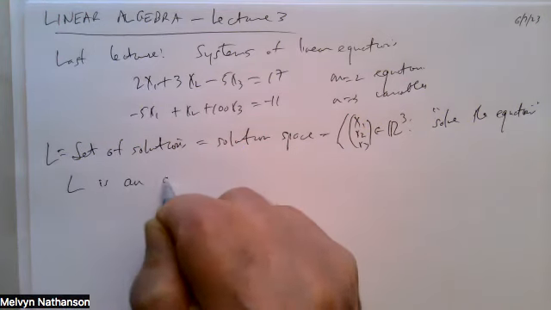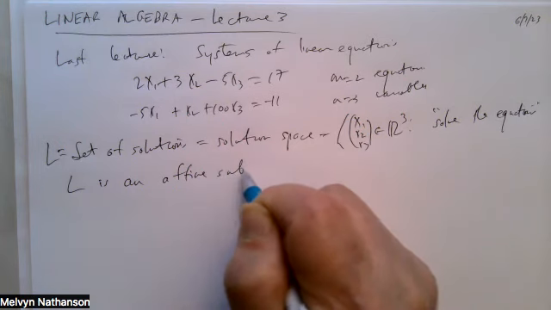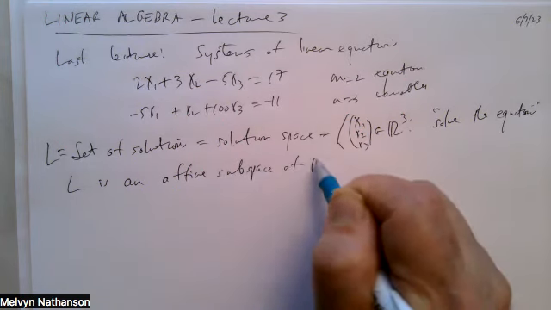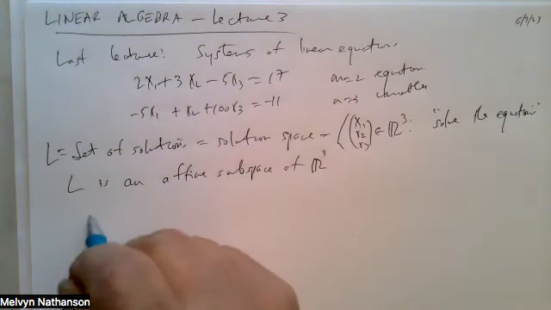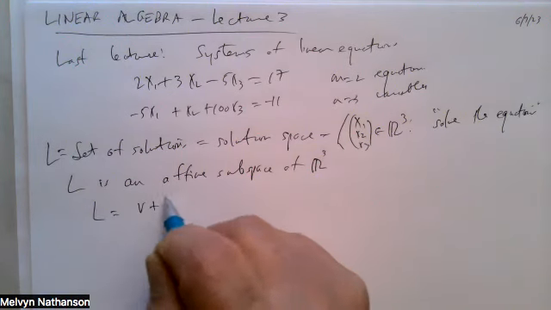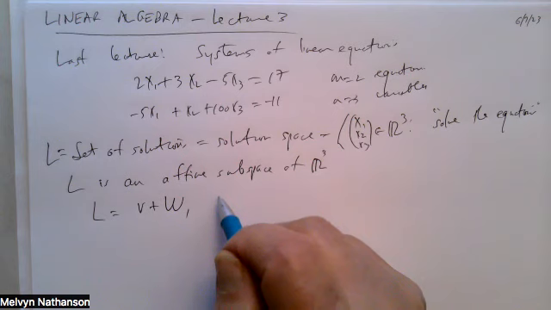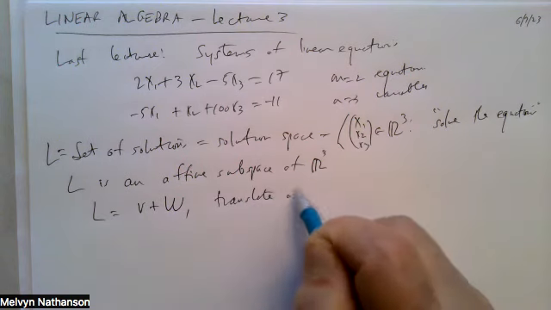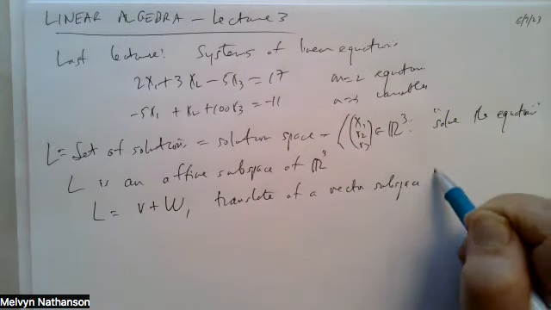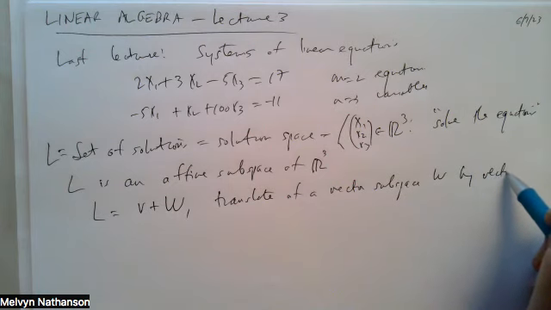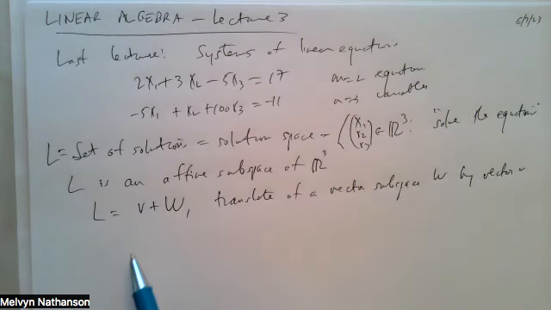L is an affine subspace of R3. An affine subspace means L is some vector V plus W, so it's a translate of a vector subspace W by a vector V. So that's what it looks like. Again, this is basically what you learned in high school.